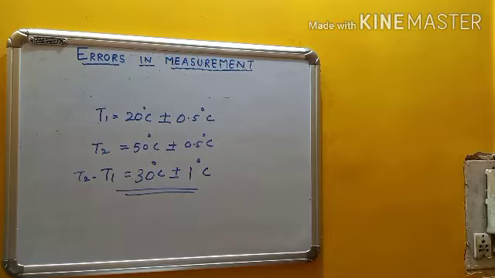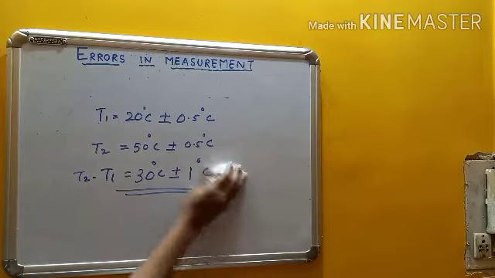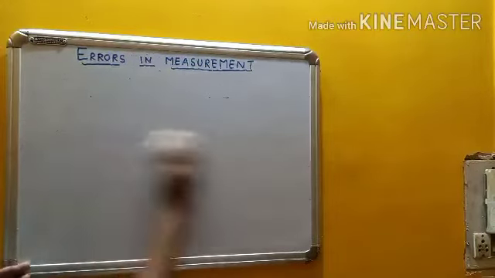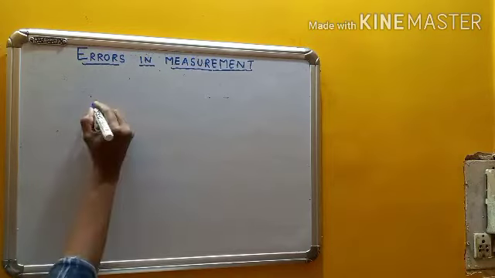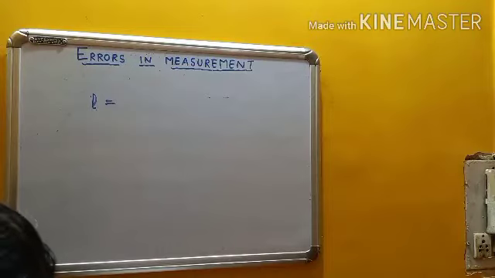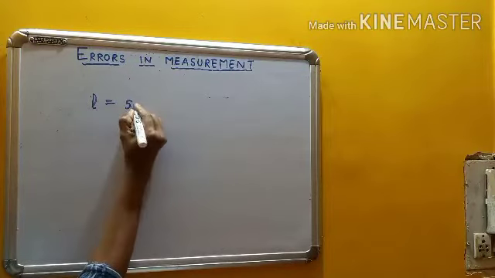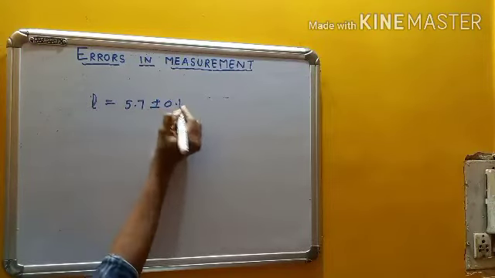I think it's clear, children. Don't get confused. True value as per the formula we will do, but regarding the absolute errors, in addition and subtraction, absolute errors are always getting added. Okay. That was the second question. Now coming to the third question. As per the third question, we have a rectangular body. Length is given. What is given? Length 5.7 plus minus 0.1 centimeter.